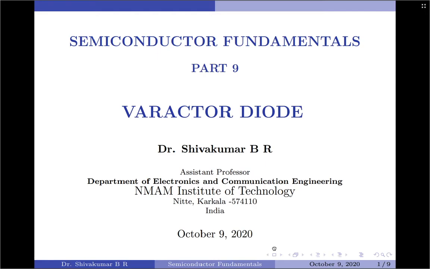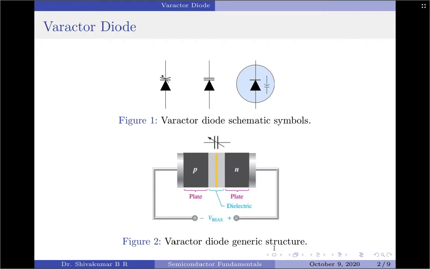In this session, I will be discussing the Varactor Diode. A Varactor Diode, also known as a Varicap Diode and Tuning Diode, is a PN junction diode which acts as a variable capacitor under varying reverse bias voltage applied across its terminals.